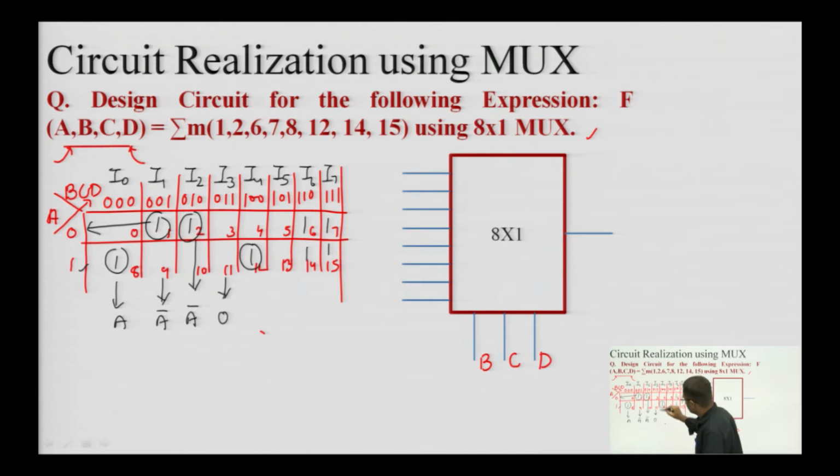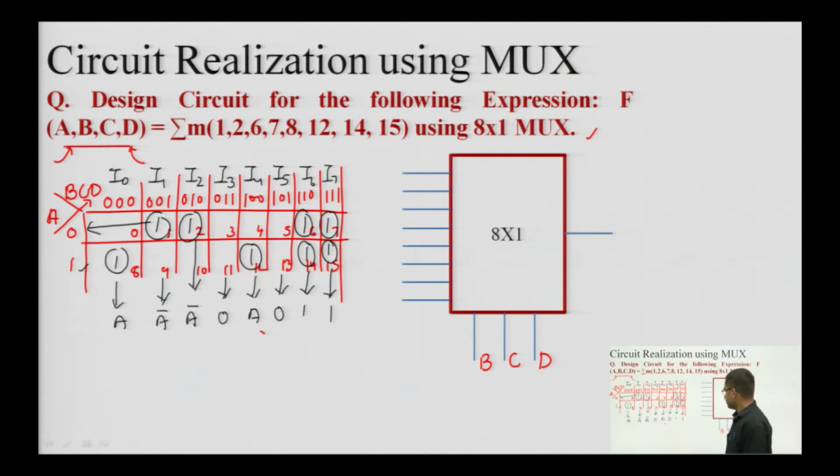Again, there is a single one, that means, which should be connected to A. Similarly, there is no high term, that means, it should be connected to 0. Then there are 2 high values, that means, A bar plus A, that means, this should be connected to 1, and similarly there are 2 ones there as well. So, this should also be connected to 1. Okay. So, in this way we have generated the connections, and we can implement these connections here.